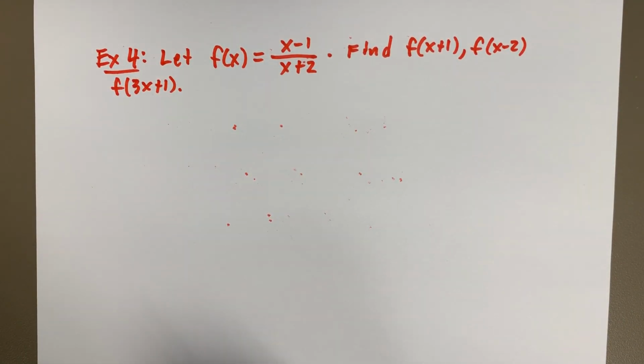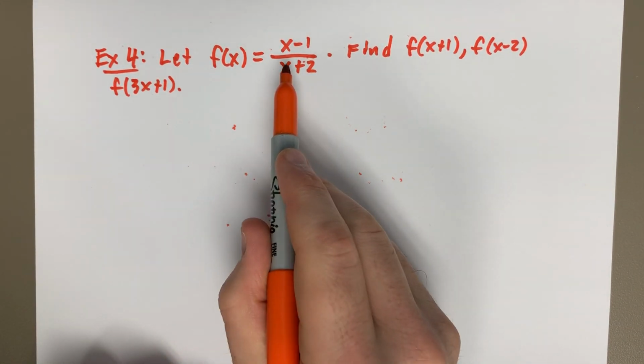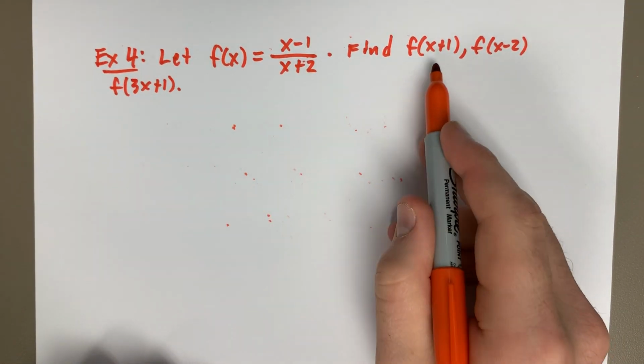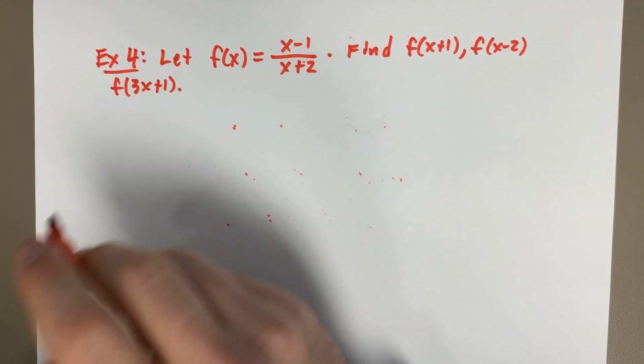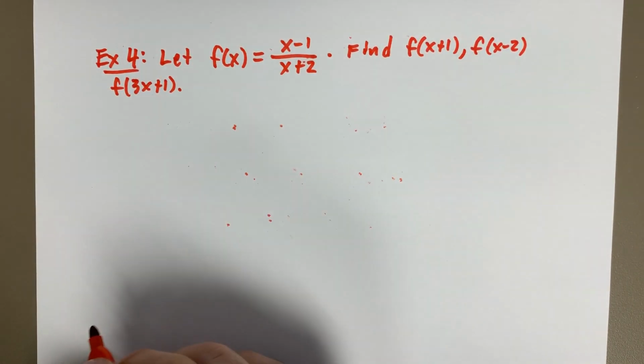Example 4 time. Fourth and final example so far. Could add more videos to difficulty 4. So here we have a function f of x is equal to x minus 1 over x plus 2. And I want to find f of x plus 1, f of x minus 2, and f of 3x plus 1. We're just plugging in weird expressions into our function.